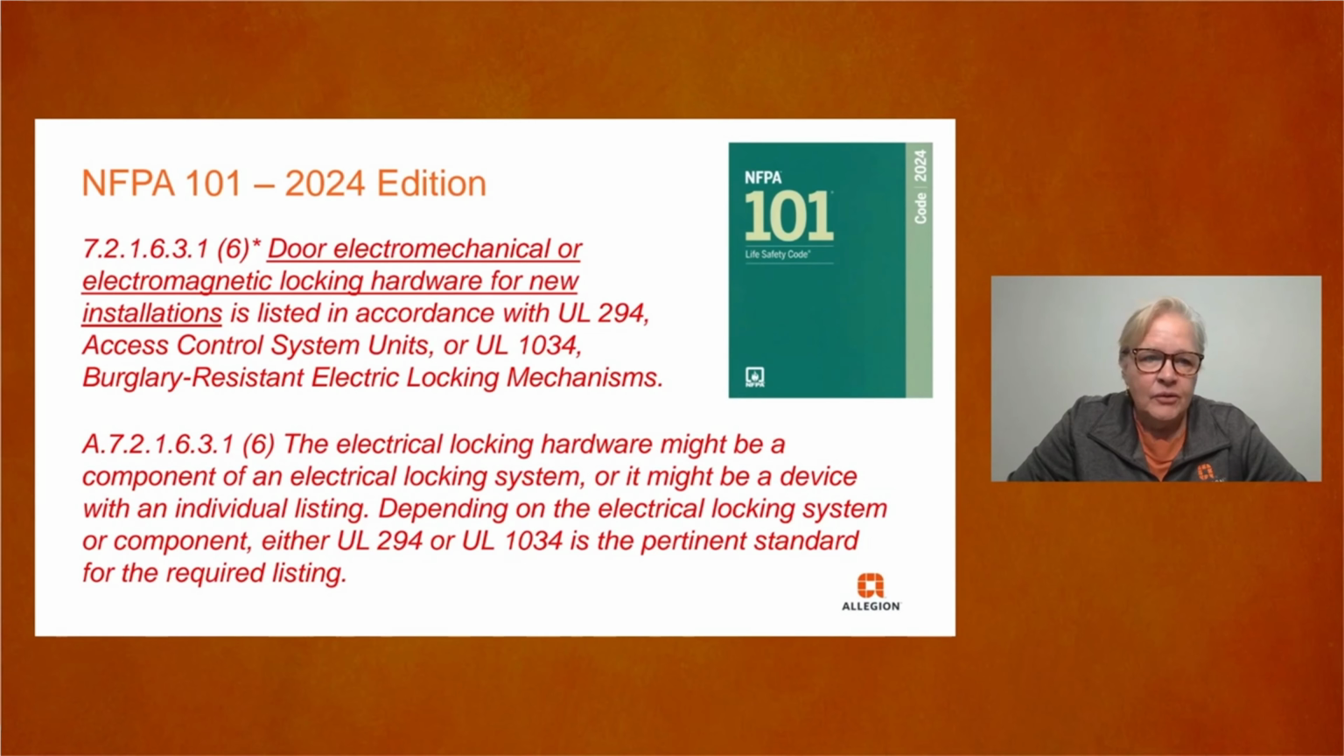And as always in the NFPA codes, if there's an asterisk, that tells us that there's more information in the Annex A. And when I use red italicized text on the slide, that means it's coming straight from the code. So here you can see exactly what the code says.